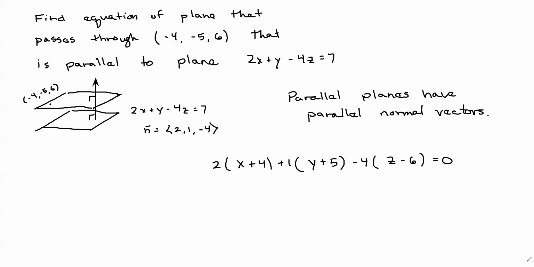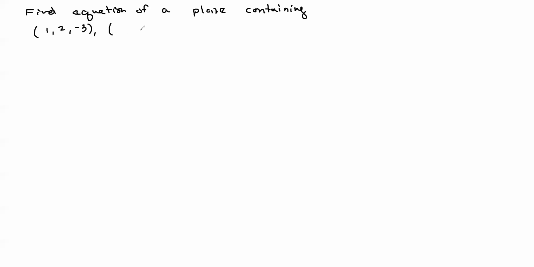Okay, next, find the equation of a plane containing the points 1, 2, -3, -1, 0, 4, and 3, -2, 1. Okay, so let's again kind of just draw a little picture for ourselves.